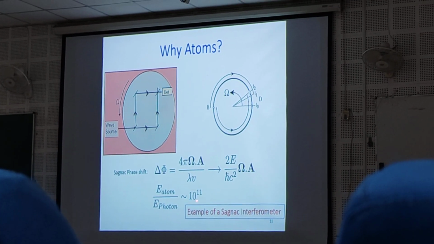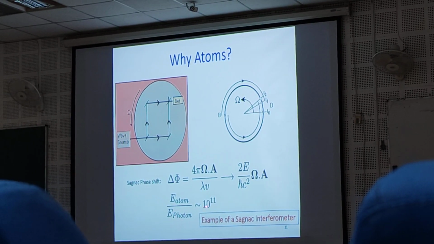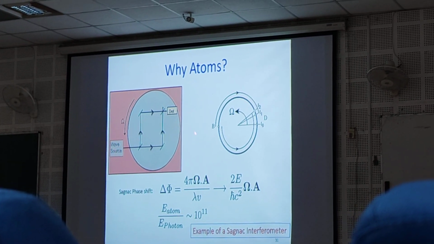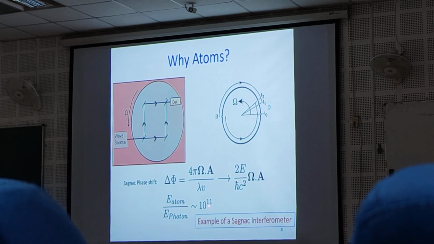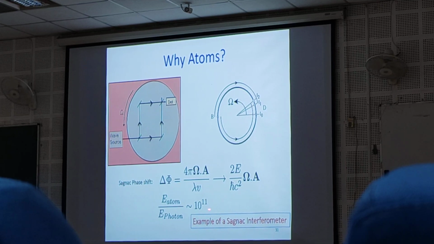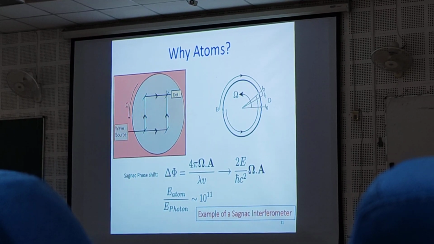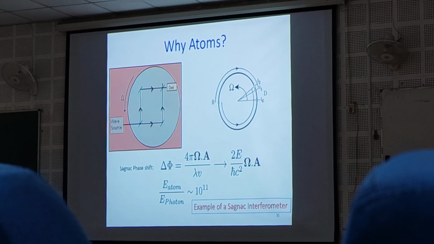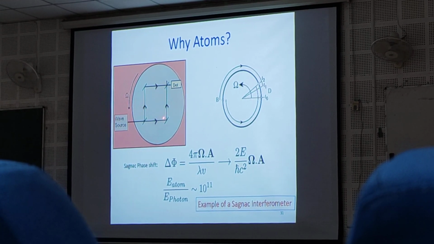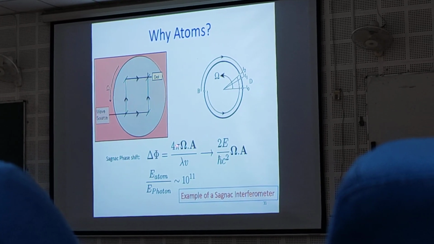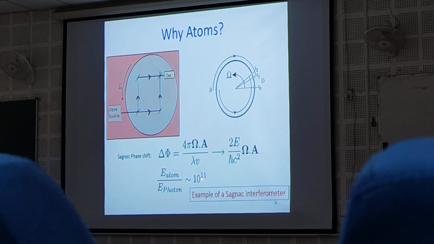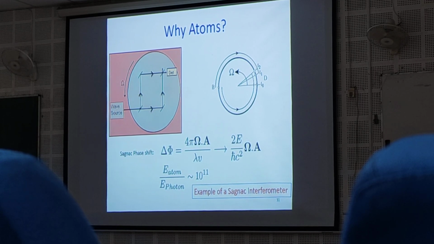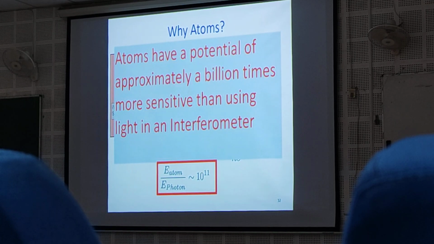Now, if you look at the rest mass energy of atoms and photons, the ratio is of order 10 to the power 11. So, for the same area, you can gain theoretically by many orders of magnitude if you use atoms. Atom interferometers are becoming very popular for making very sensitive interferometers. Although the area can be much smaller with atoms, you can compensate for that, and at least get to about 10,000 times or a million times better than a light interferometer.